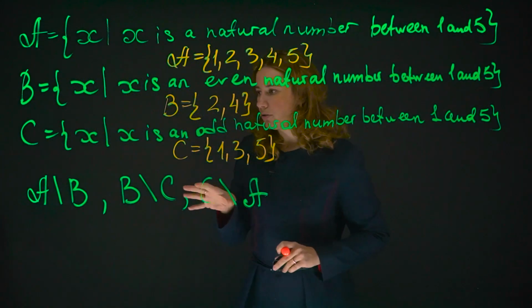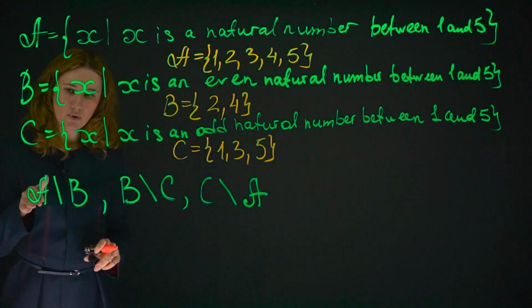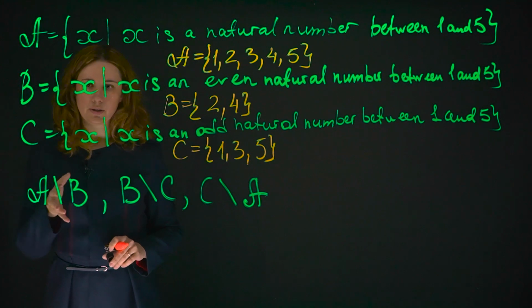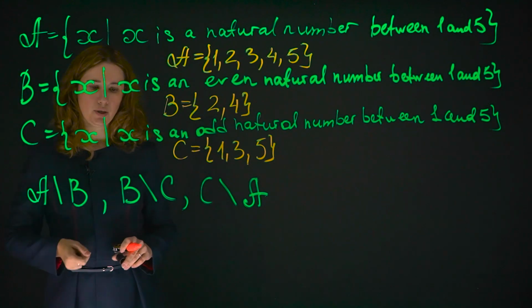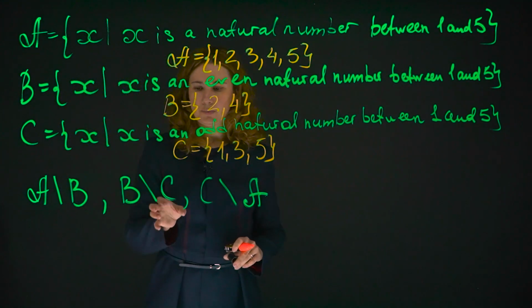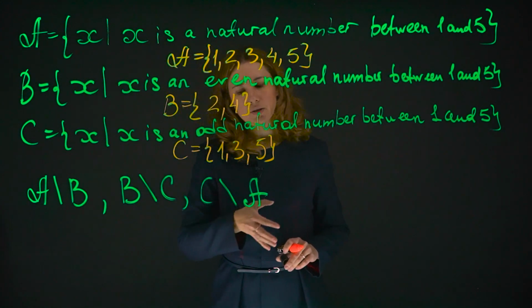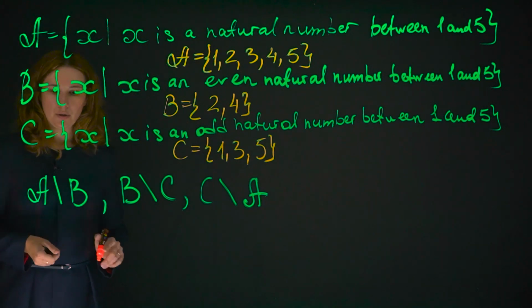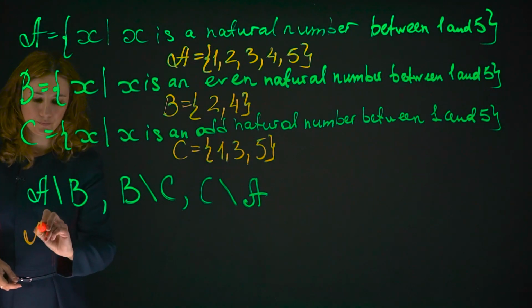Now let's try to find the results of these operations. A, the relative complement of B in A, or A minus B, the relative complement of C in B, and the relative complement of A in C. Well, let's begin with the first operation.